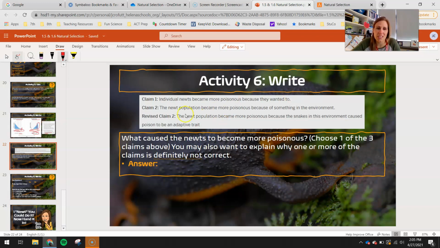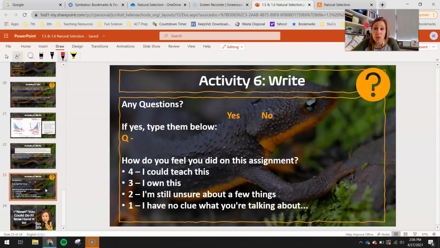So we got a little bit more detail in the revised claim 2 than we did in just claim 2. So you can differentiate which one of those claims you think is the best. What caused the newts to become more poisonous? Choose one of the three claims above, so let me know which claim you chose. And then explain why. You can also explain why the other ones aren't legitimate, why they aren't correct. So talk about why your claim is correct, and why the other two are not correct. Once you are done with that, you are done with this lesson.